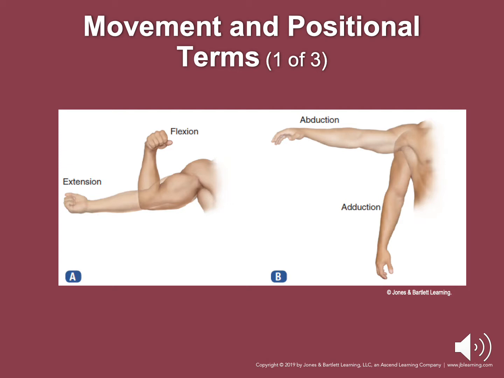Movement and positional terms: flexion and extension. Extension is out, and flexion, of course, is like you're flexing the muscle group itself. Abduction and adduction. Abduction is when an extremity moves away from the midline. Adduction is when the extremity moves toward the midline. Hyperflexion and hyperextension. Hyper indicates the mechanism of injury, excessive movement of the body. So you may have hyperflexion of a body part beyond its normal range.